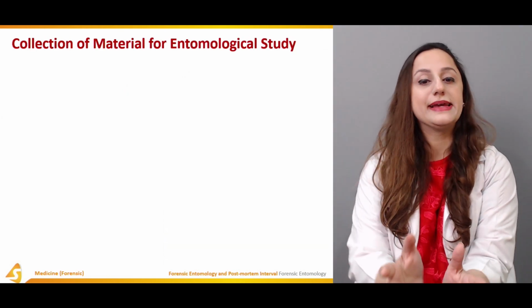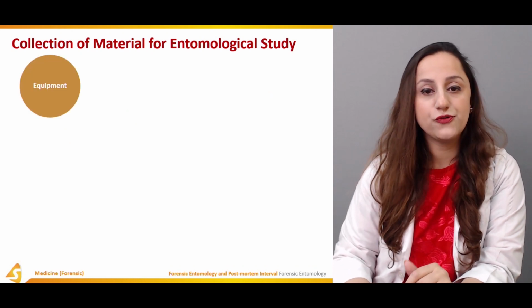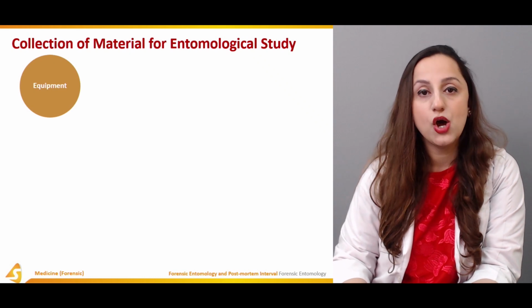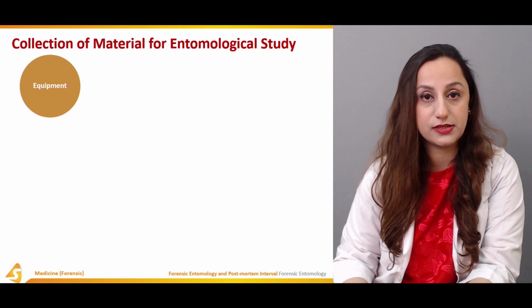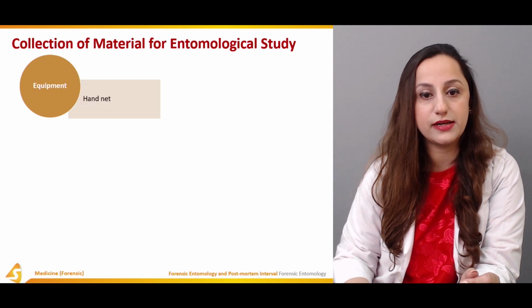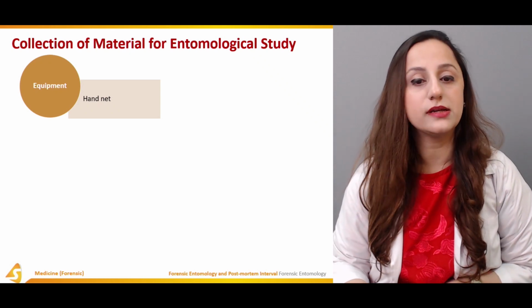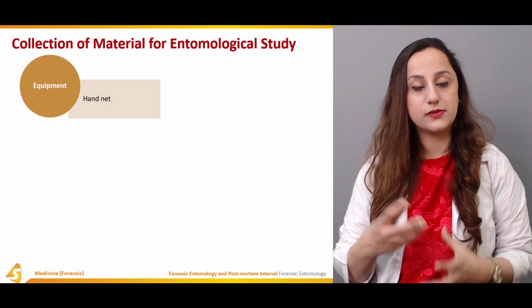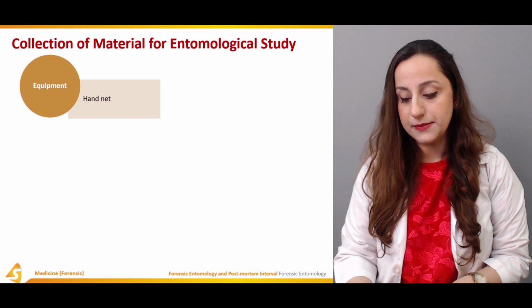Now, moving on to the collection of materials for the entomological studies. First of all, what is the type of equipment that is needed by entomologists or the criminal investigators at the crime scene? That is very important. First of all, the hand nets. Now, why do we need the hand nets? We need the hand nets when we are collecting bugs or beetles.